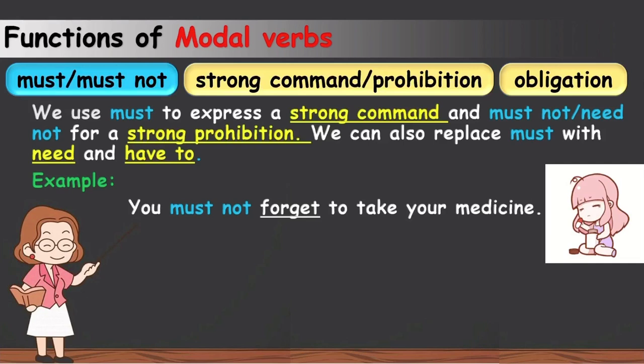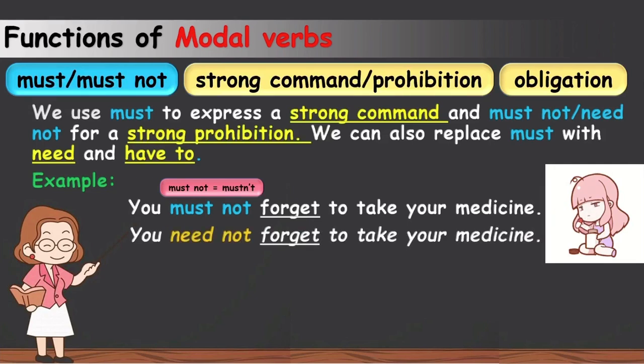The modal verb must not is expressing a strong prohibition to not forget to take the medicine. You need not forget to take your medicine. We can use the word need not to replace the word must not. The short word for must not is mustn't.